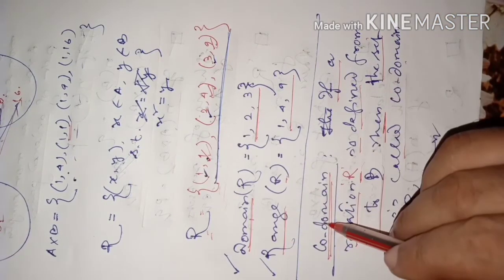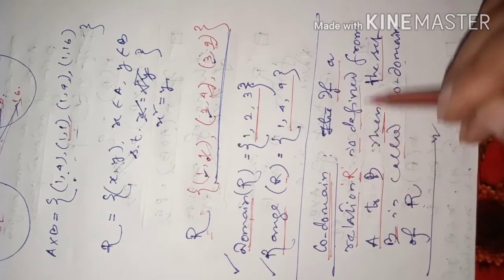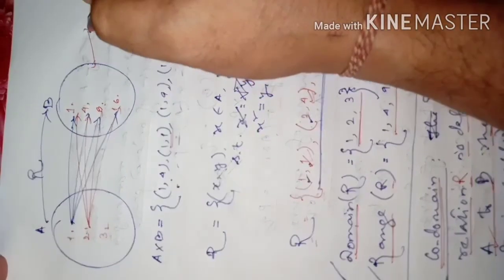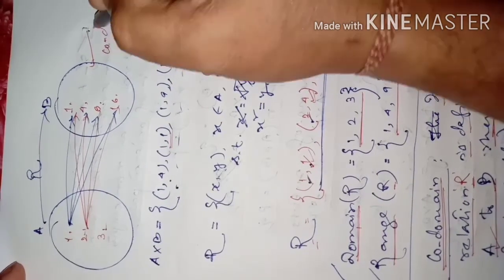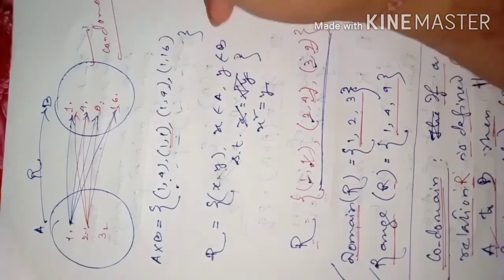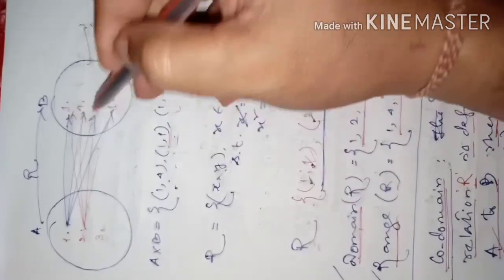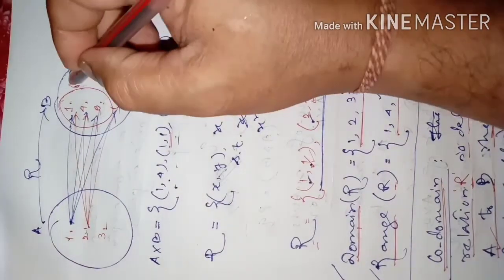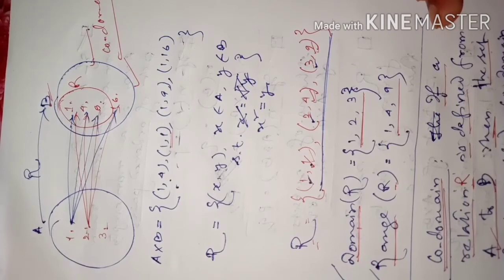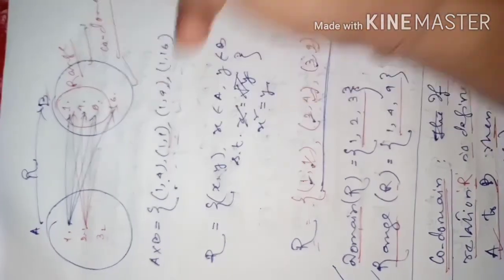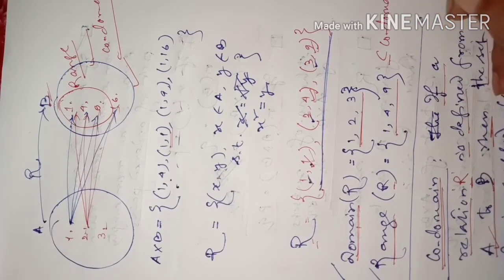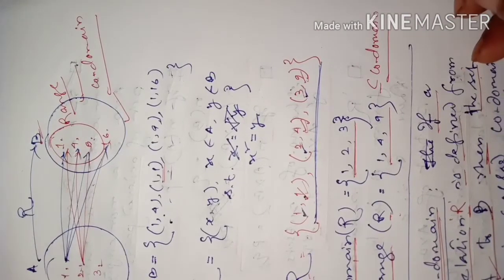And what is codomain? If a relation R is defined from A to B, then the set B is called the codomain. That means the whole set B is the codomain. Students, do you understand now? The range is a subset of the codomain. If you notice here, the range is inside B, no? So range is a subset of codomain.